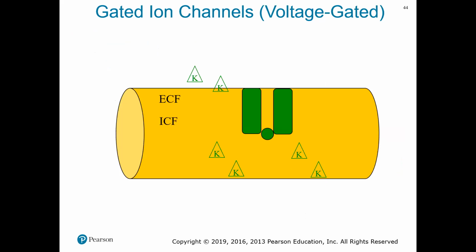Here's one for potassium. This is a voltage gate for potassium. The gate is normally closed, but when the gate opens up, when the right charge on the membrane occurs, when we turn on the electrical power in the cell, then the gate opens up and potassium can leave the cell. So this is a voltage gate.